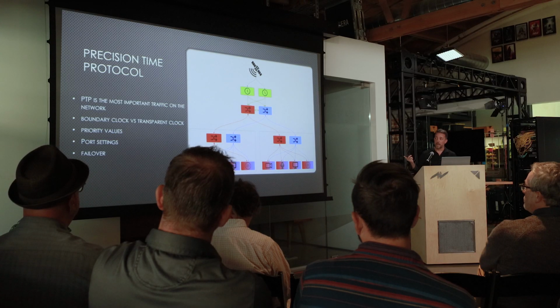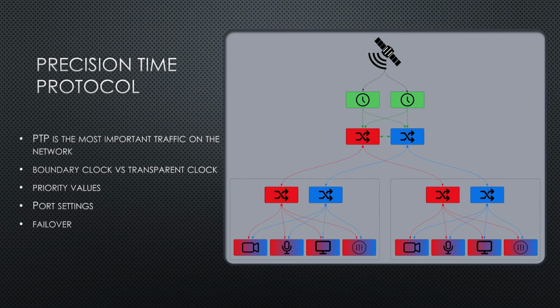So in addition to each grandmaster being directly connected to each core switch, there's also a path between the core switches so that if you were to lose a link, you don't suddenly end up with the blue switch on an island trying to be its own grandmaster that's separate and offset from the red side.